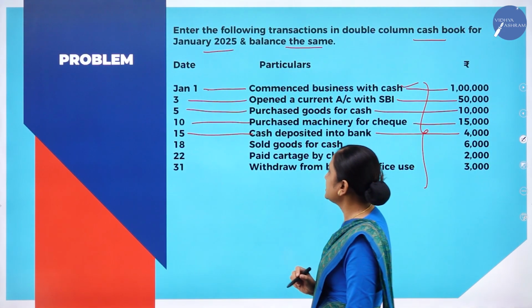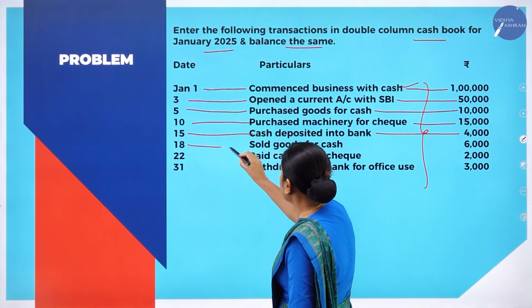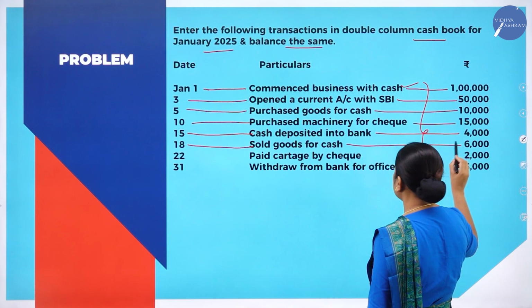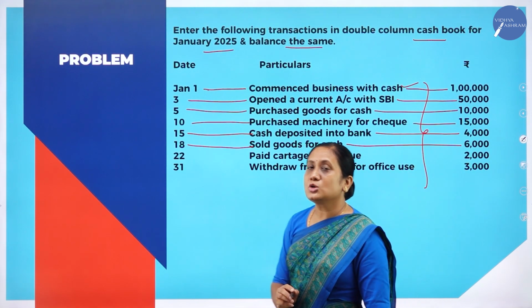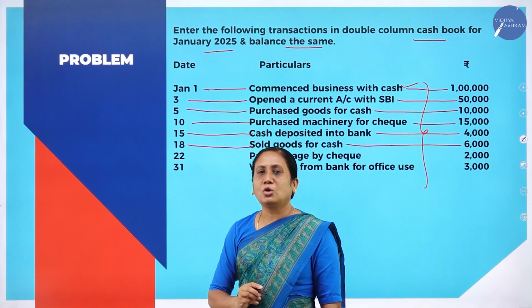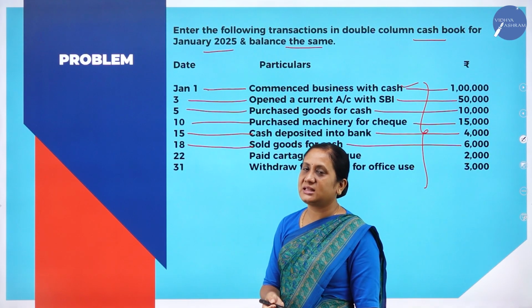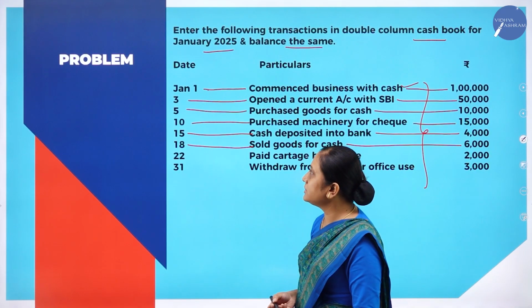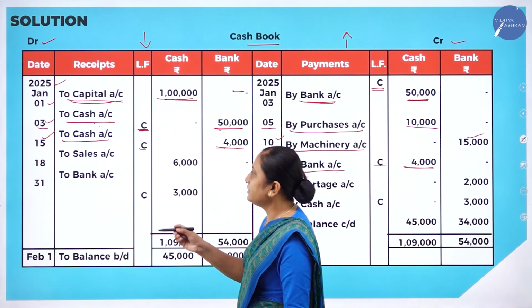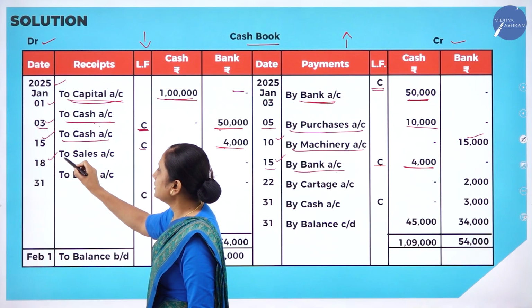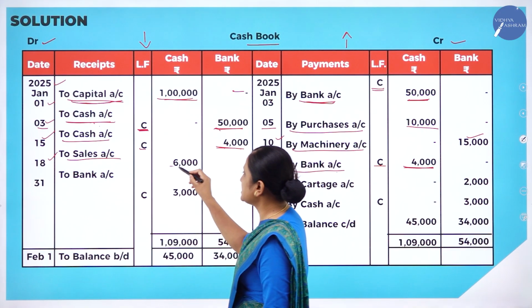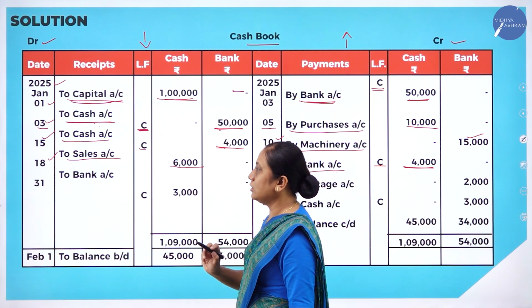Okay. Next, 18th transaction, sold goods for cash. This is so simple. Sold goods for cash means what? What is happening? Sales is taking place. When sales is taking place, cash is coming into the business. Correct. So this side we will enter 18th, to sales account 6,000 in the cash column.